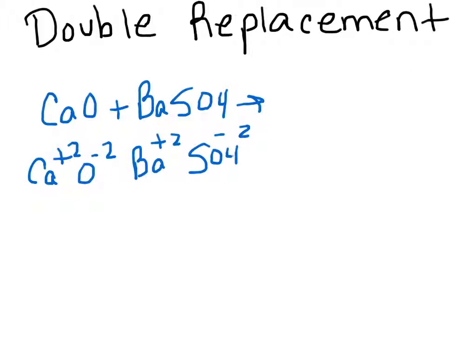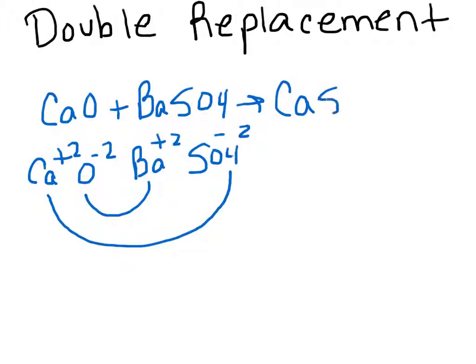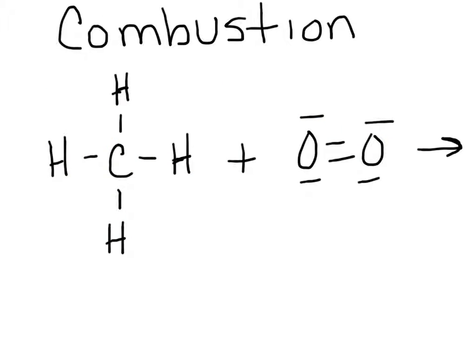In a double replacement reaction, you have 2 ionic compounds, so you already have 4 ions, 2 from each compound. And so all you're going to do is switch the partners, put the positive from the first compound with the negative from the second, and combine the other 2. Make sure you cancel the charges. So in this case, we would have CaSO4 plus barium oxide. And then you would go back and make sure the equation is balanced.